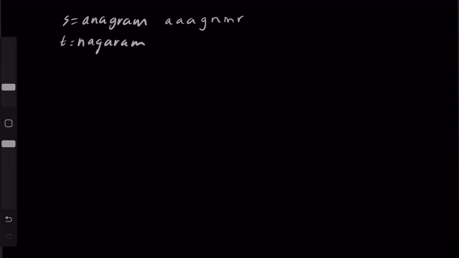Essentially, in this question you're given S and you're given T, right? S is "anagram" and T is "nagaram" in the first example. Now, if you sort them, you have A, then G, then N, and then M, and then R. Actually, in this case, if you're sorting them in alphabetical order, M would go before N and then R, right?